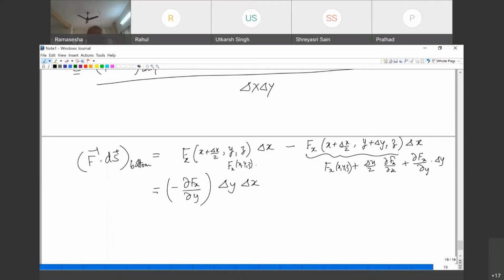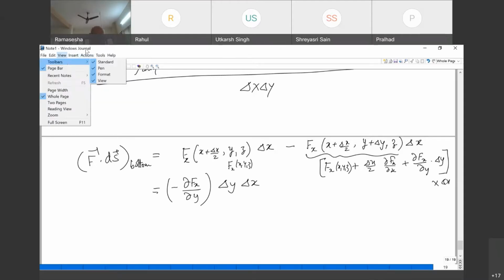Sir, y plus delta y. Which point are you taking, x plus delta x by 2, y plus delta y and z? Just a minute, into delta x. One second, I get your point. Multiplied by delta x. Yeah, this one is multiplied by delta x, okay?